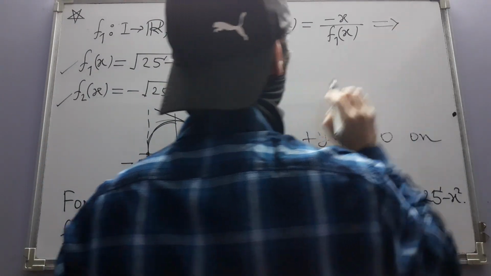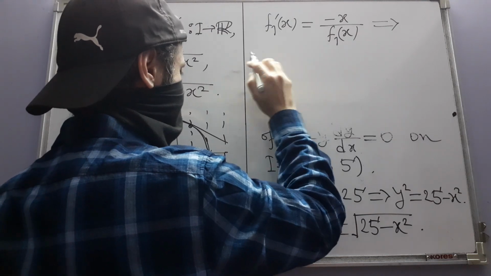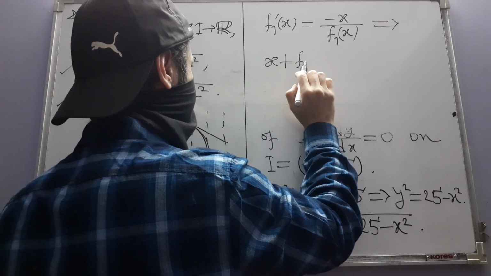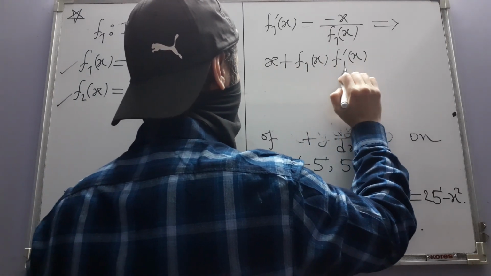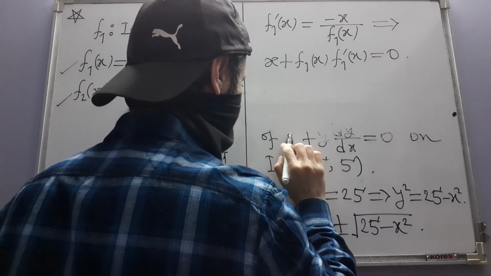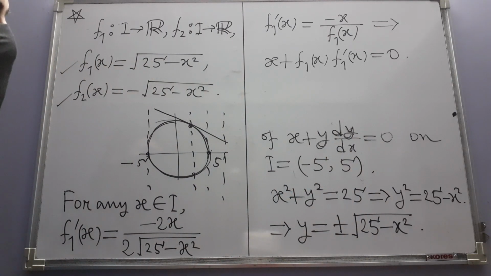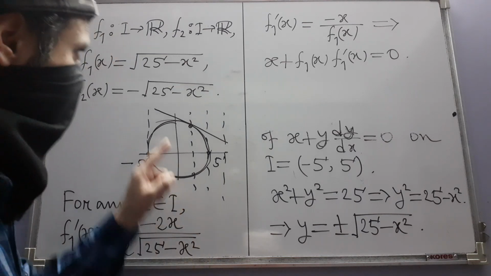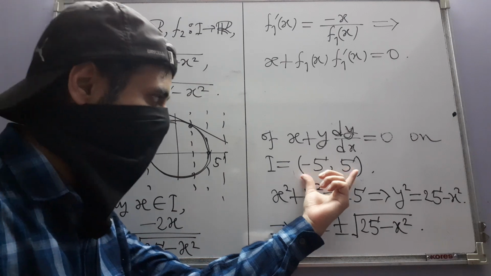So now from these things, what do we get? You see that ultimately after doing rearrangements, you get x plus f1 of x times f1 prime of x is equal to 0. Isn't that the equation actually? x plus y dy/dx equal to 0. So yes, f1 really is an explicit solution of our differential equation on this interval.